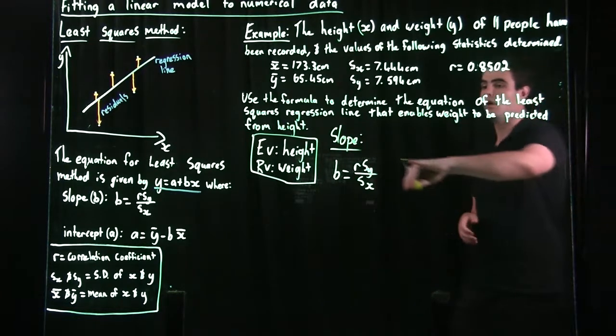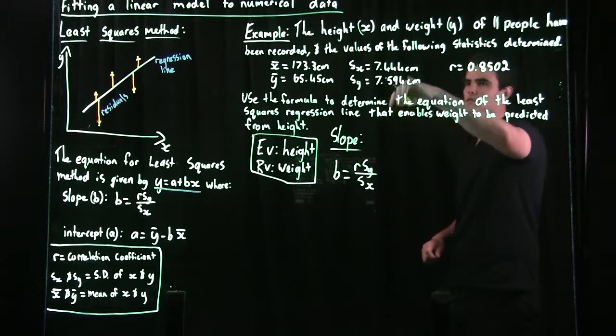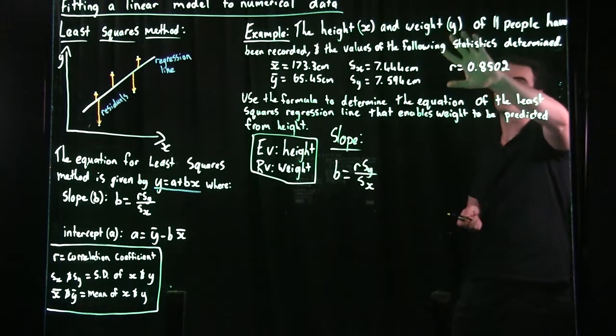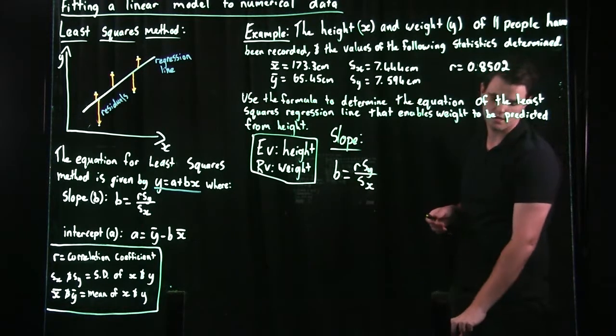In my question I can already start to calculate the answer for this. I know what the correlation coefficient is, I know what the standard deviation of y is, and I know what the standard deviation of x is. This has all been given to me. Now all I need to do is go through and start calculating that out.